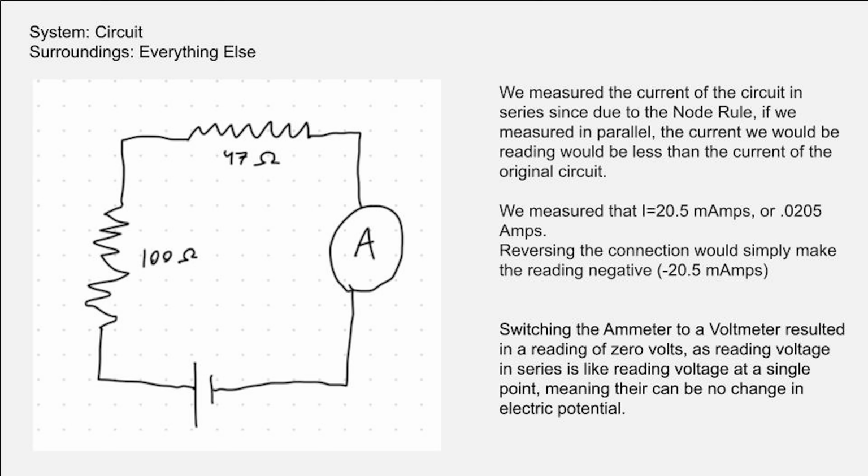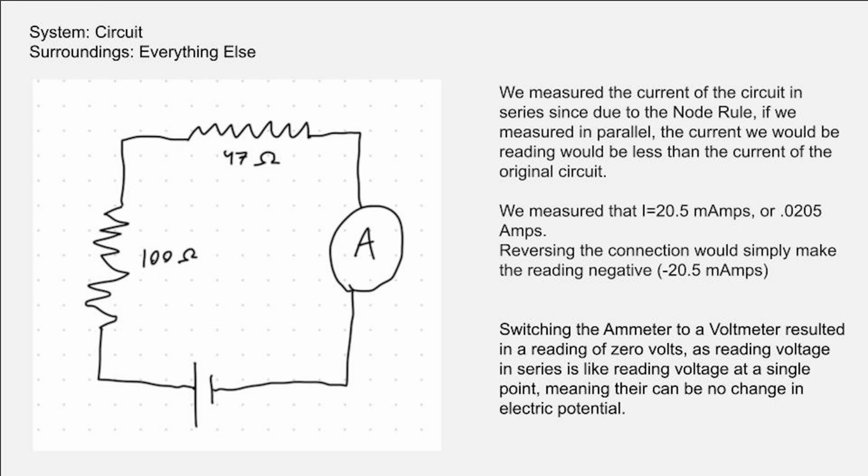We measured the current of the circuit in series due to the node rule, because if we measured in parallel, the current we would be reading would be less than the current of the original circuit. We measured that the current was about 20.5 milliamps or 0.0205 amps, and reversing the connection point of the multimeter would simply make the reading negative.